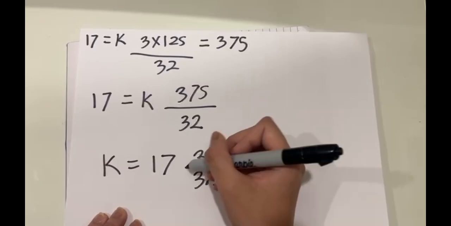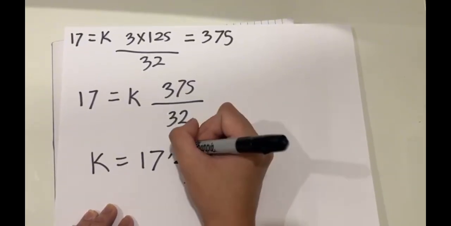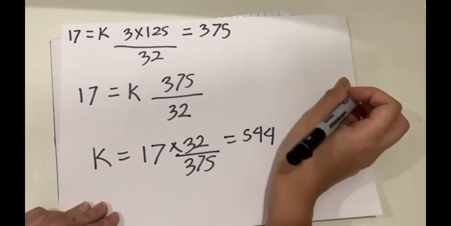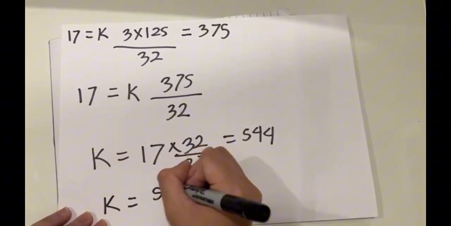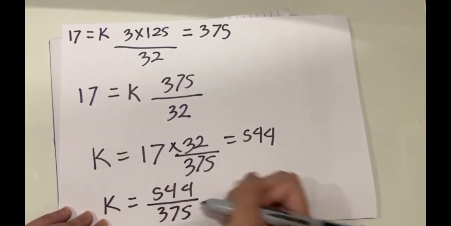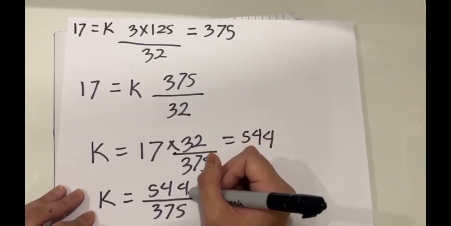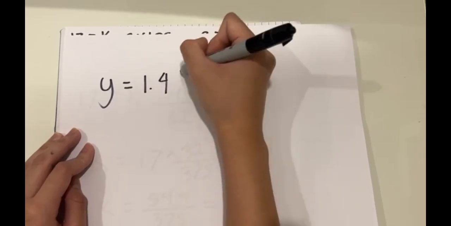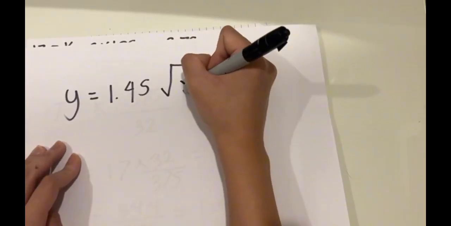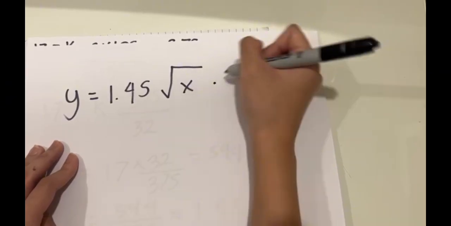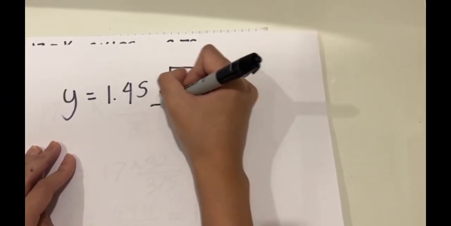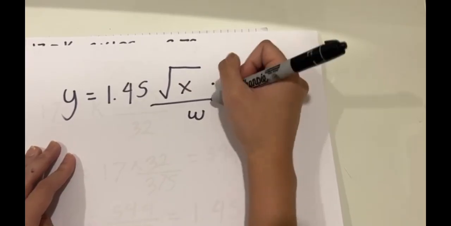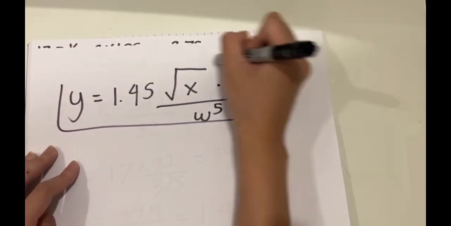Now we multiply 17 times 32, which is equal to 544. So k is 544 over 375. And the next step is we divide 544 by 375. We get 1.45. So our final equation is y equals 1.45 times the square root of x times z cubed, all over w to the fifth power. This is our final answer.